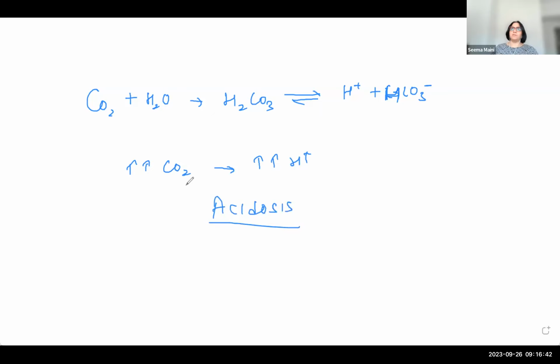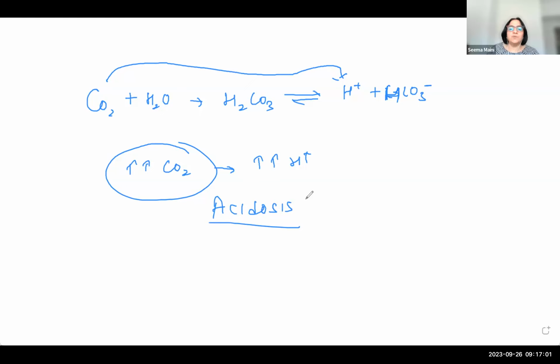For example, a patient has a bullet injury on the chest and is not able to breathe in or out normally, accumulating carbon dioxide in the blood. This carbon dioxide is going to become hydrogen ions. Just a simple correlation. Hypercapnia is going to cause acidosis.